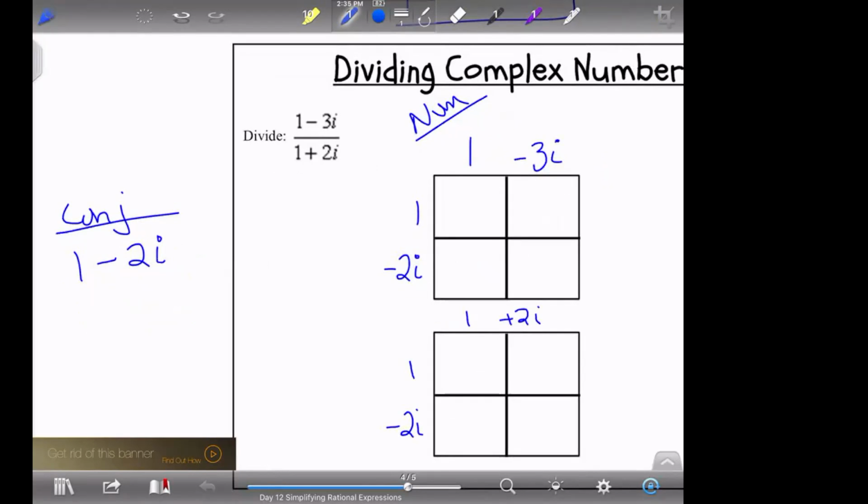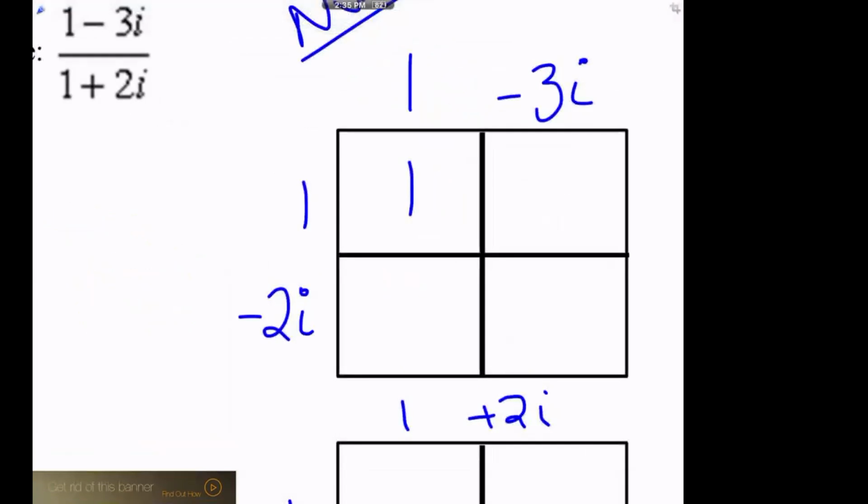And I'm going to fill in my boxes using my multiplication skills. So 1 times 1 is 1. 1 times negative 3i is negative 3i. 1 times negative 2i is negative 2i. And then negative 3i times negative 2i is 6i squared. Take your i squared out and replace it with negative 1. It's going to give you negative 1 times 6, which is negative 6.